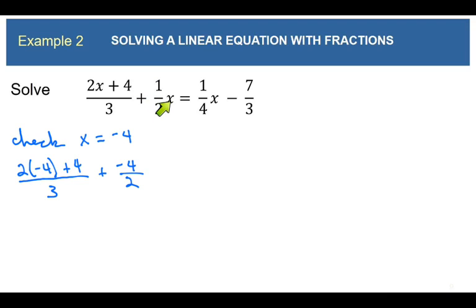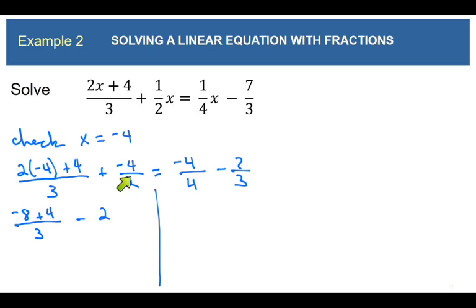1/2 times negative 4 just ends up looking like negative 4 over 2. And then the same thing on the right side, 1/4 times negative 4 ends up looking like negative 4 over 4. Okay, over here, 2 times negative 4 is negative 8.